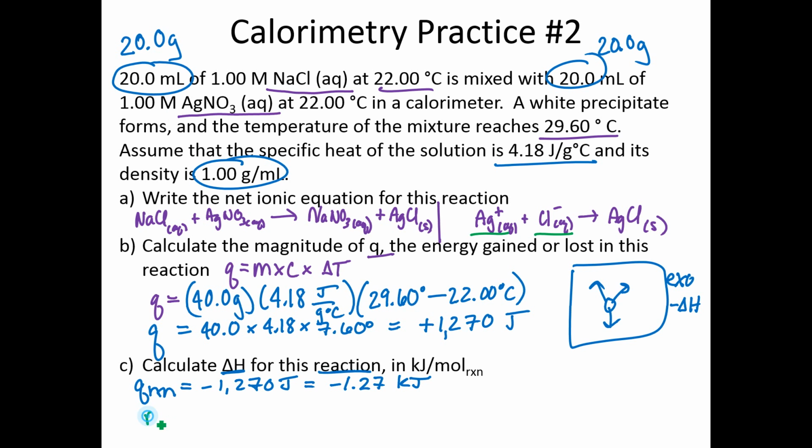So let's find moles of reactant. And again, it's the same for both, so it's going to be the same calculation for both. It's a 1 molar solution, and I have, make sure my sig figs are right, yep, I have 20 mL, which is 0.02 liters. So that means I have 0.02 moles of reactant.